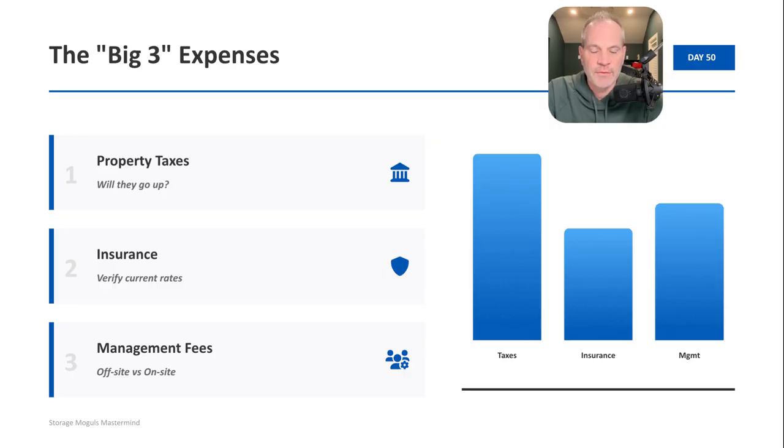We want to verify with an insurer what the current rates are and understand the potential changes. So when you get a quote from an insurance company, you can get a quote from the one the seller is currently using or a new one. And then third is management fees. Compare the costs for offsite versus on-site management. These three categories can significantly impact your bottom line, so understanding them helps you project future profitability more accurately.